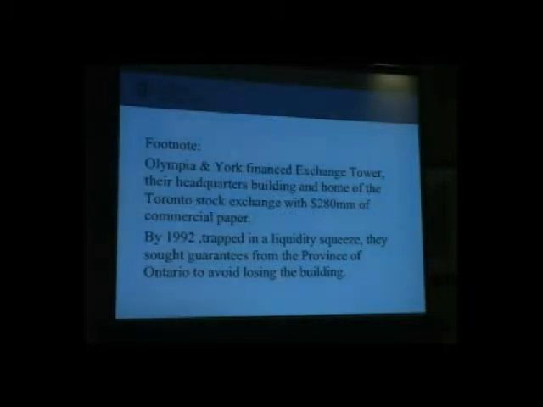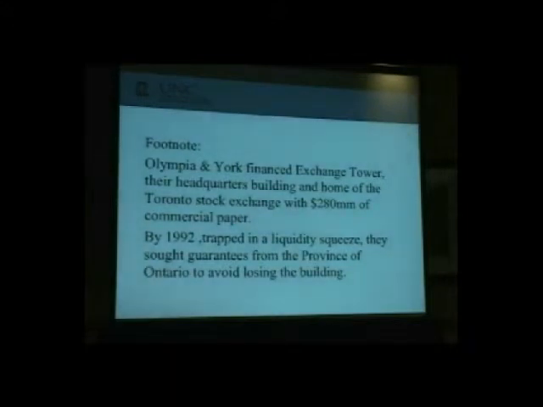Olympia and York financed something called Exchange Tower. It was their headquarters building in the Toronto Stock Exchange. And they financed it with $280 million worth of commercial paper. Commercial paper has to be remarketed consistently. Same idea, relying on remarketing in order to supply liquidity.